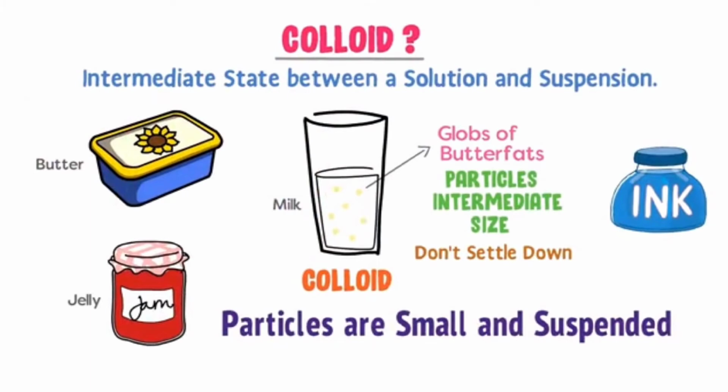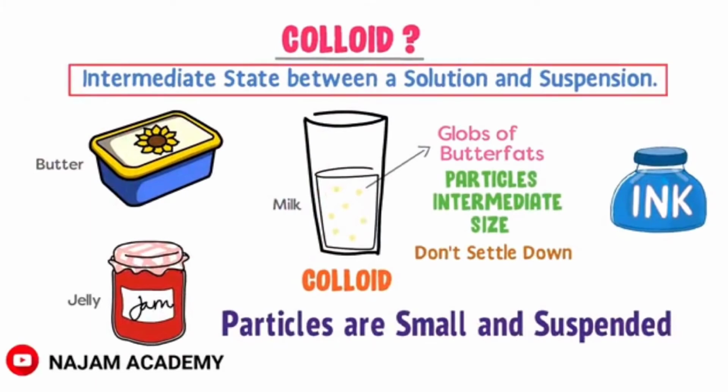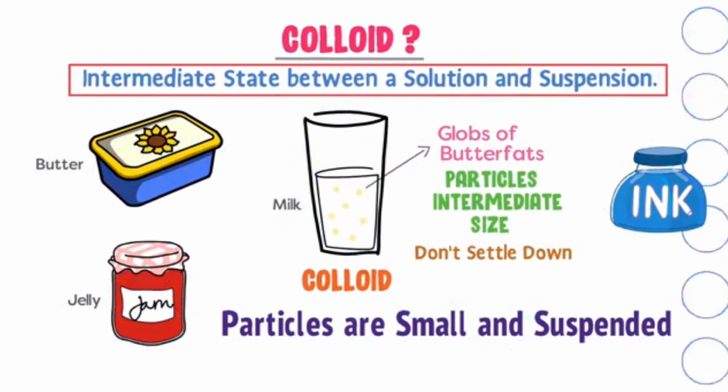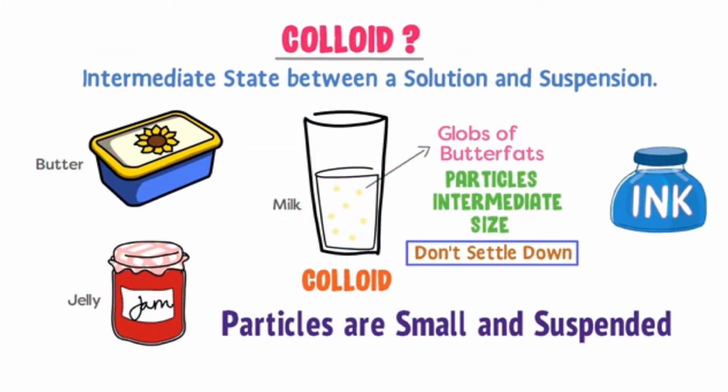We also learned that the intermediate state of a solution and suspension is a colloid. The particles in a colloid are larger than those of a solution and smaller than those of a suspension. If a colloid is allowed to stand for some time, its particles will not settle down at the bottom. For example, milk is a colloid.